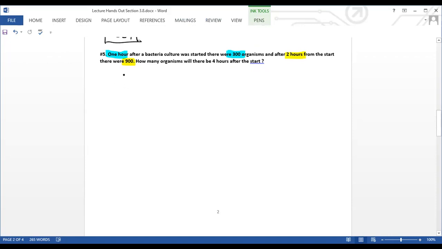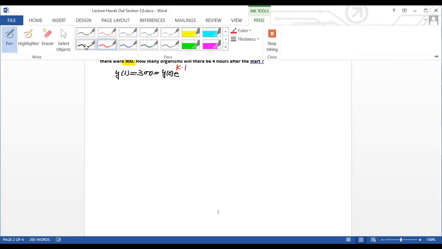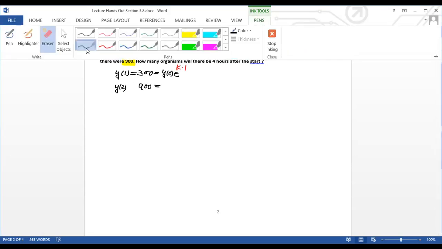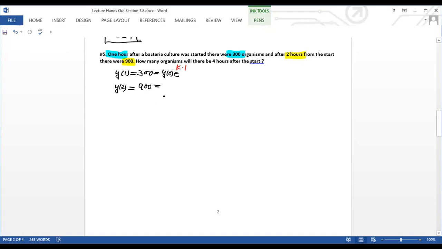Okay, so here is the same. For 1 hour, I know y1 is equal to 300, so 300 is equal to Y0 e to the K times 1. And then for 2 hours, y2 is 900, so 900 is equal to Y0 e to the K times 2. So I want to solve for K and for the initial value.